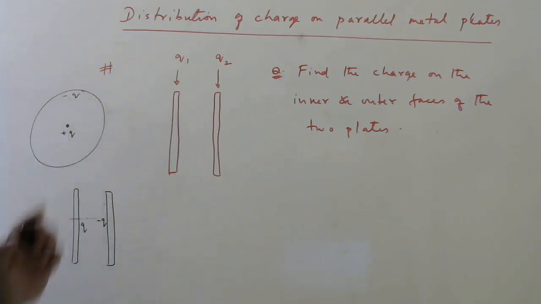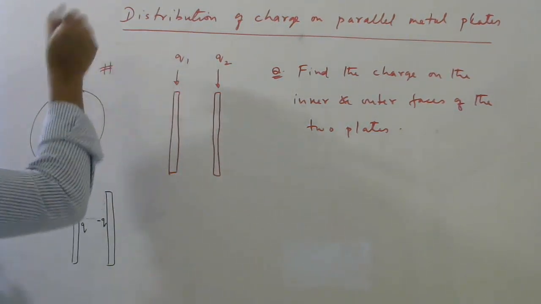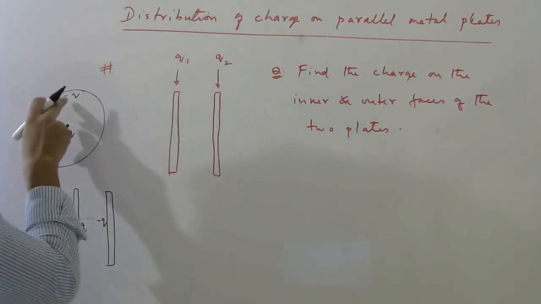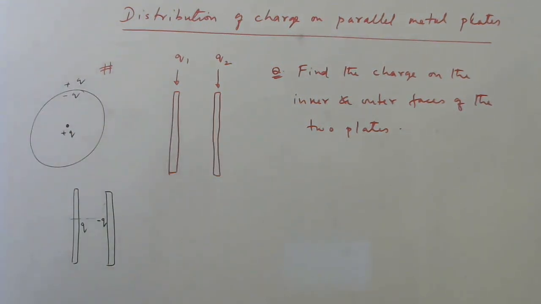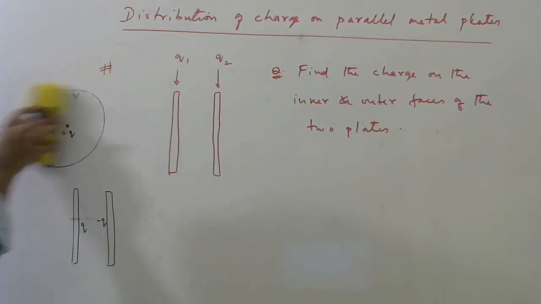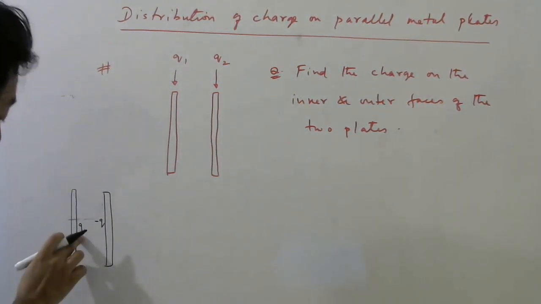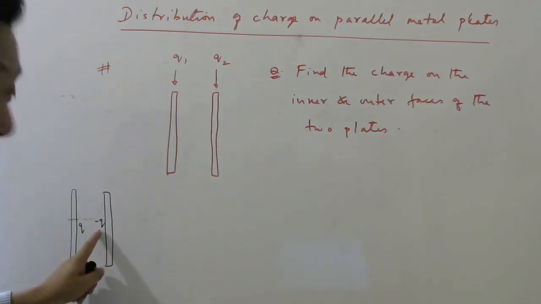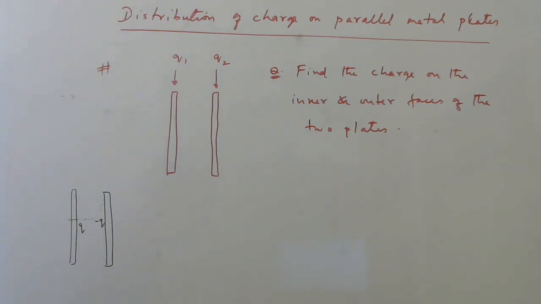Outside, I don't care whatever charge can be there. That depends on whether you have put some additional charge or not. If you don't put any additional charge, then if it is minus Q, outside will be plus Q, because this should be neutral, na? So look carefully now. Here also, if this inner face has Q charge, then the inner face of the other plate should have opposite charge. Now the reason for that is again very simple.